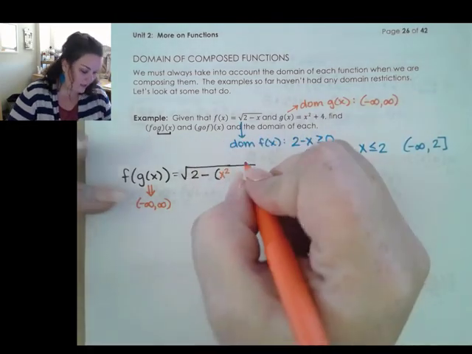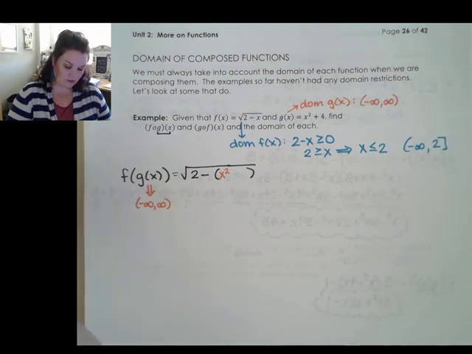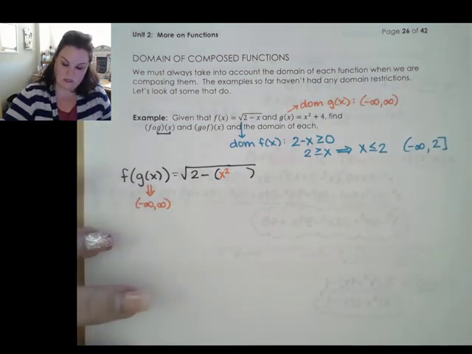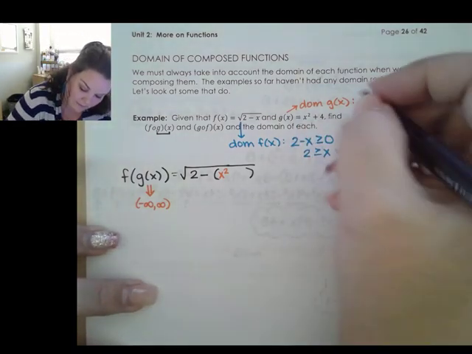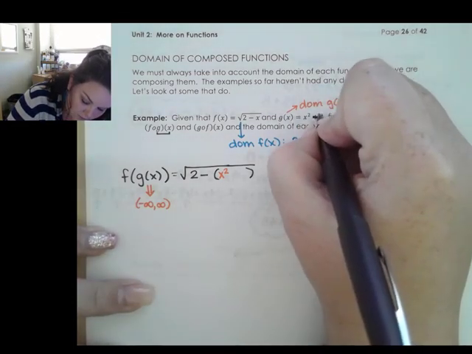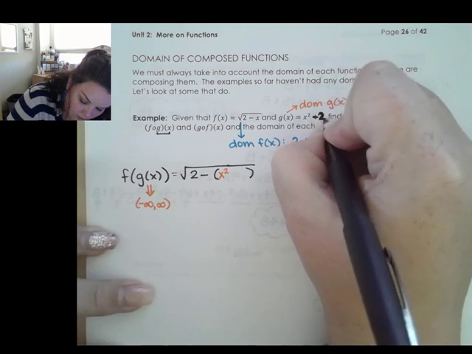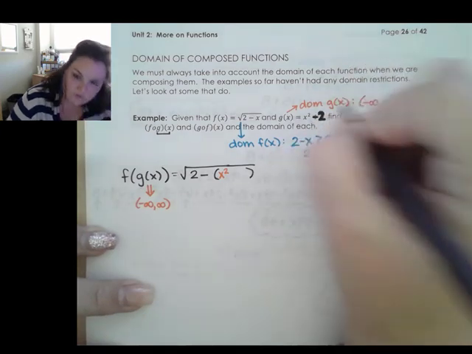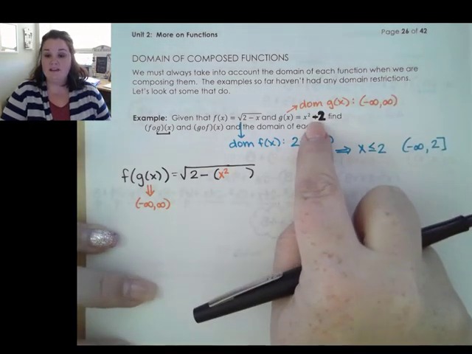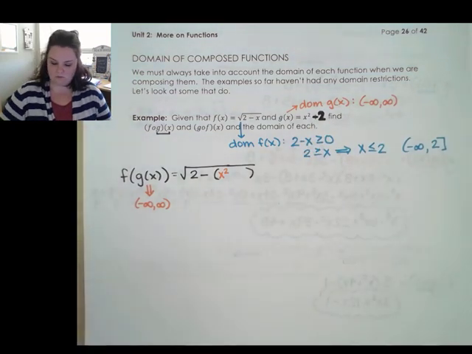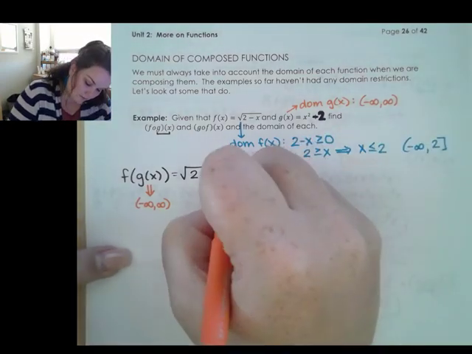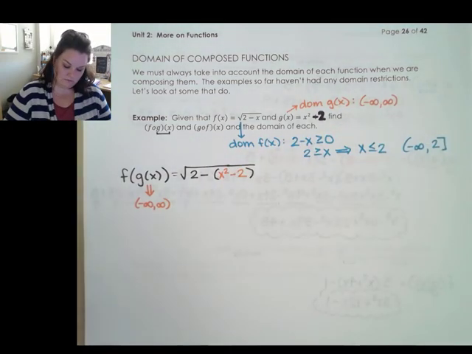X squared, oh wait, you know what? I think I was going to change this one. Yep, I was. I'm sorry. So let's make g, instead of x squared plus 4, let's make it x squared minus 2. I apologize. Hopefully I will have changed this on your notes by the time you get here. But if not, if your notes say plus 4, change it into a minus 2. Okay, so x squared minus 2. There we go.